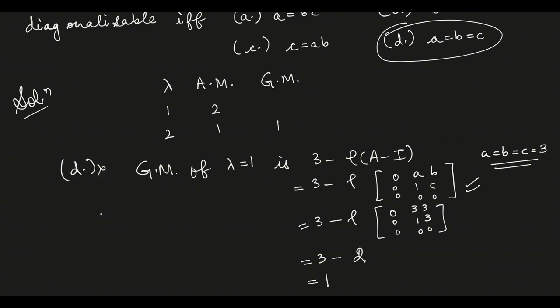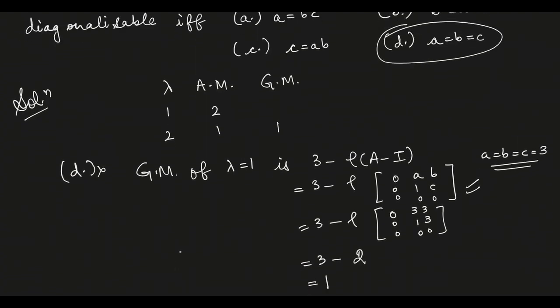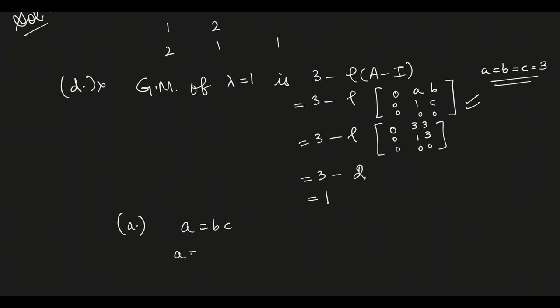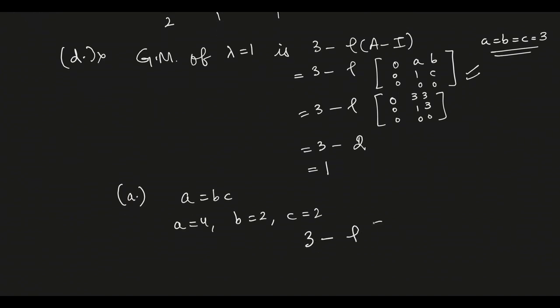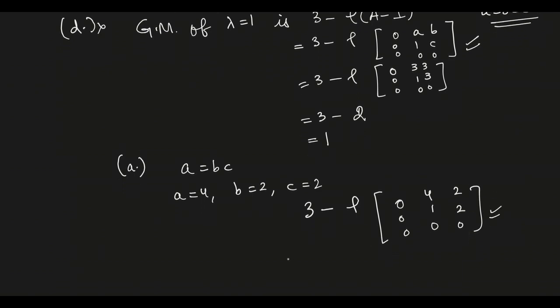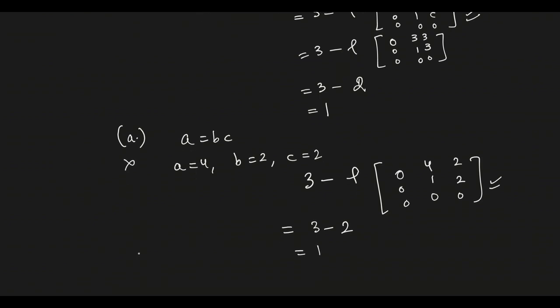Now next, if I take option A, A equals B into C. If I take A as 4, B and C as 2, then what will be the scenario? 3 minus rank of 0 0 0, 4 1 0, 2 2 0. Again here also the rank will be 2, so 3 minus 2 gives 1. Option A is also wrong. Now we are left with B and C.